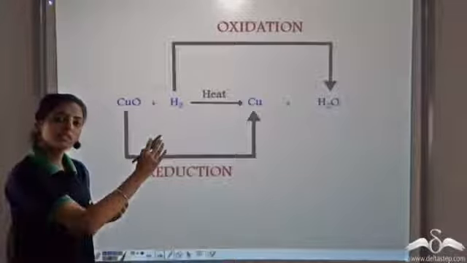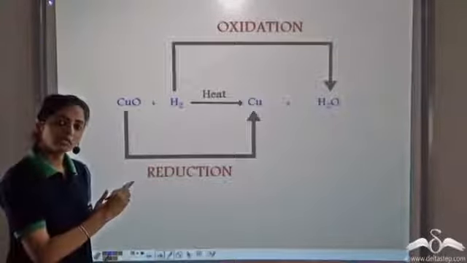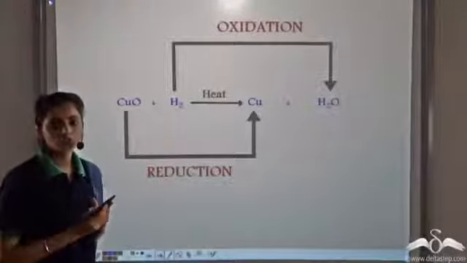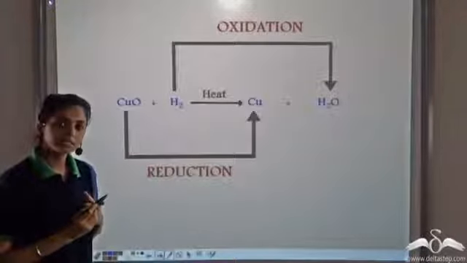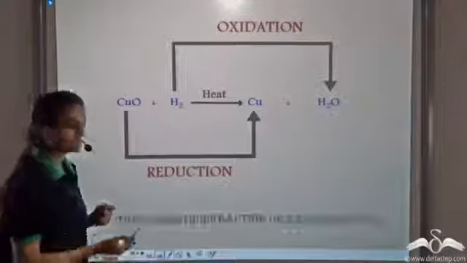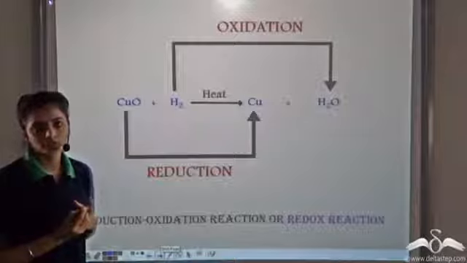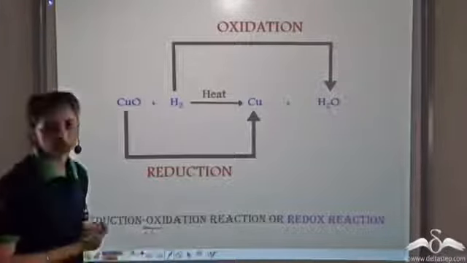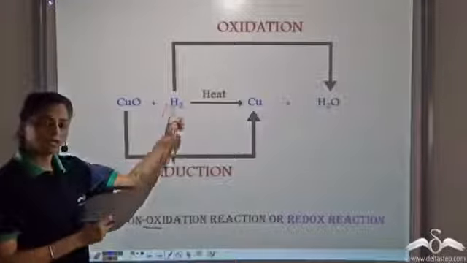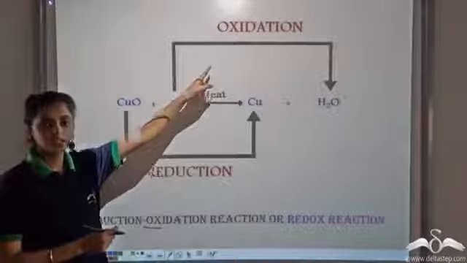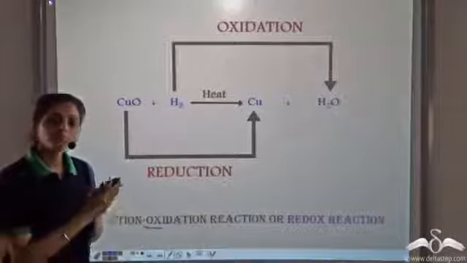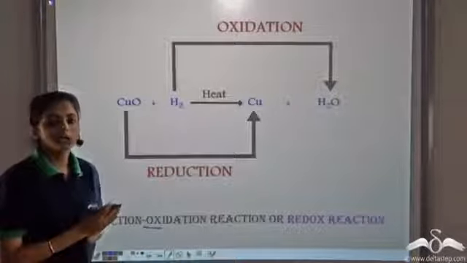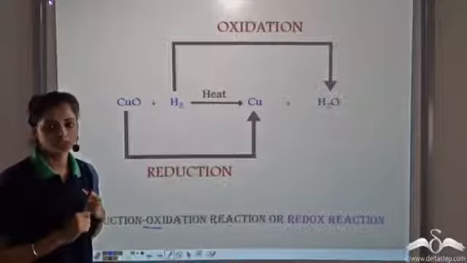So whenever in a single reaction, both reduction and oxidation take place simultaneously, that reaction is known as a redox reaction. Redox means reduction-oxidation reaction. So in a reaction, when oxidation and reduction take place simultaneously, that reaction is known as a redox reaction.